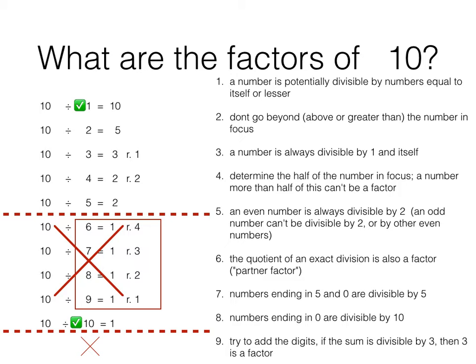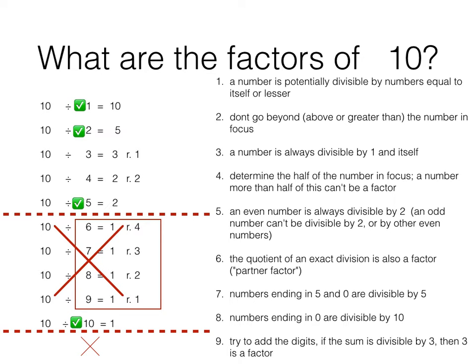Next, an even number is divisible by 2 as we mentioned a while ago. So 10 is an even number, therefore 10 is divisible by 2, and therefore 2 is a factor of 10. And since ang quotient ng 10 divided by 2 is 5, 5 is the partner factor of 2, and therefore 5 is a factor of 10.